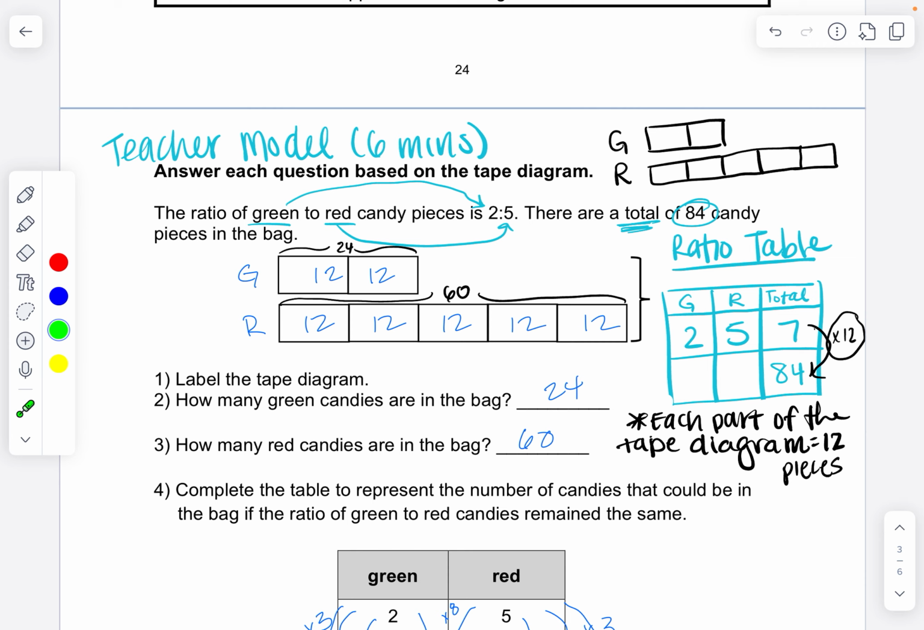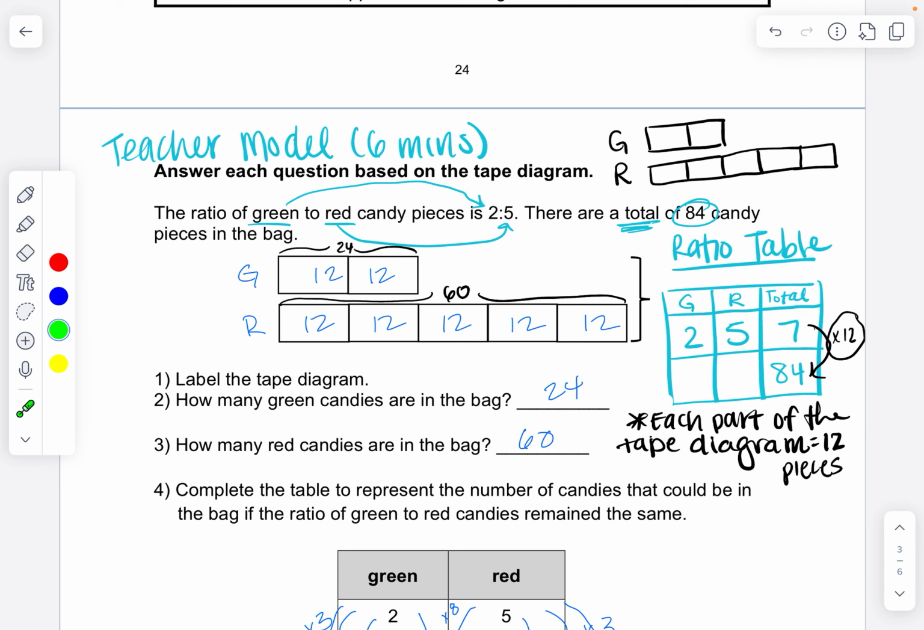So that means that each of these pieces is 12. Here's your 12, here's your 12, 12, 12. Each of these pieces is equal to 12. Now, it's already been done for you here, so students will just have to fill it out.